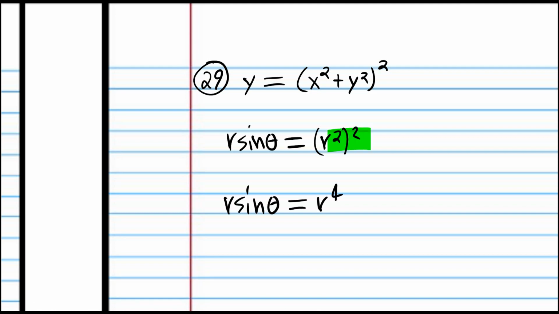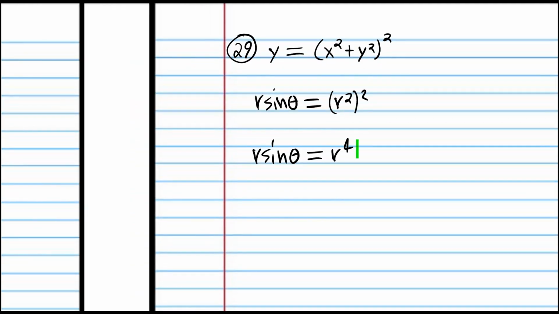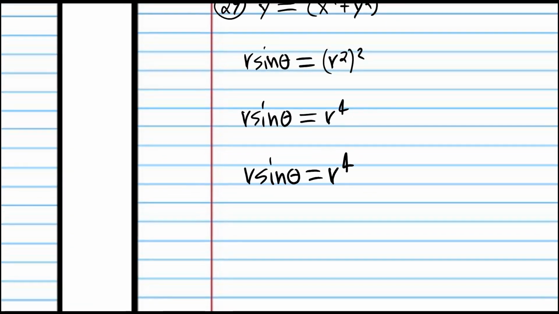Now, you could leave the answer like this, but it's very unorthodox to leave something in this form when you can convert it to this form. And you could leave your answer in this form, but in this case, no potential problems are going to result from dividing both sides by r and simplifying the equation. So we can divide both sides by r, and we get sine theta is equal to r cubed.